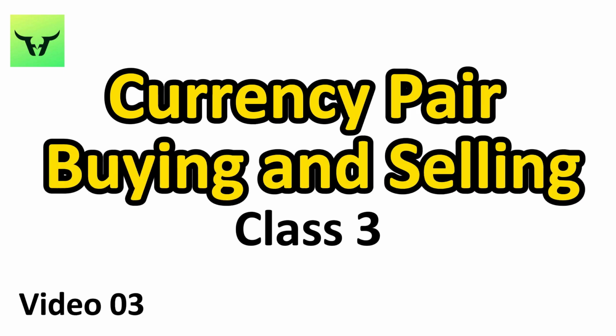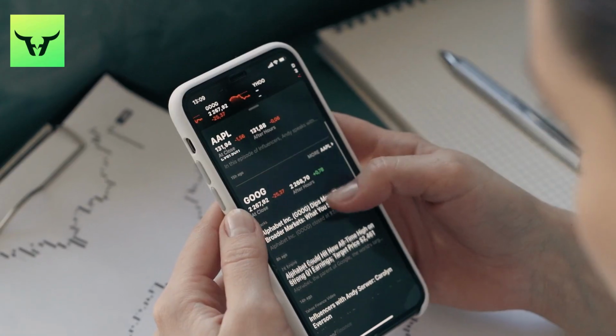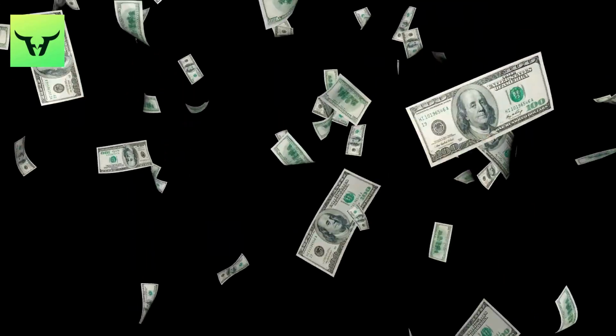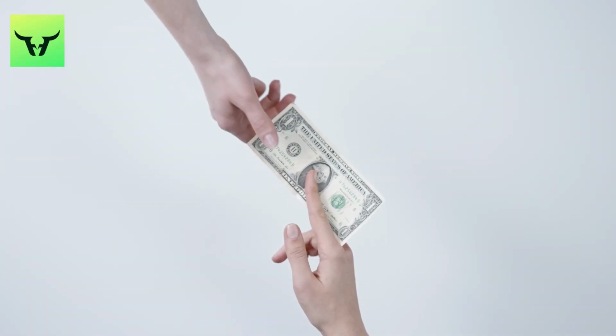Currency pair, buying and selling. So let's start with an overview of forex trading. It's similar to a money dance in which you buy one currency while selling another. All of this occurs via a forex broker or a CFD provider.